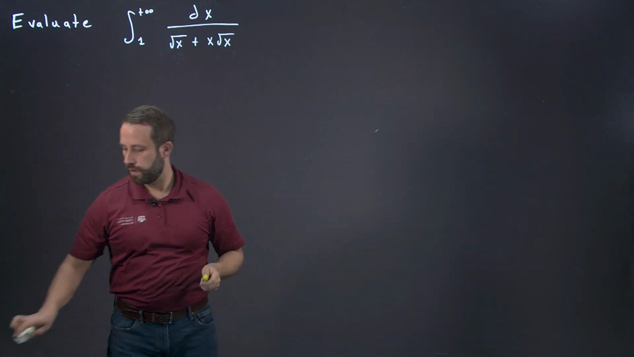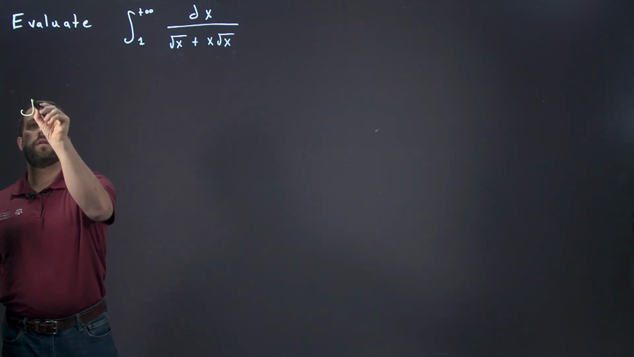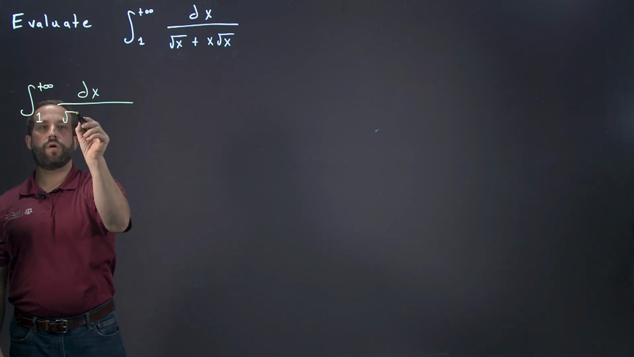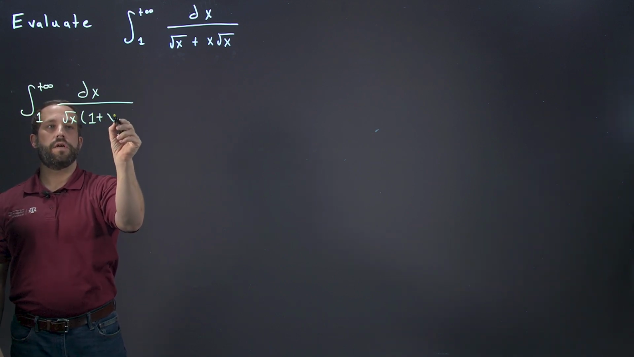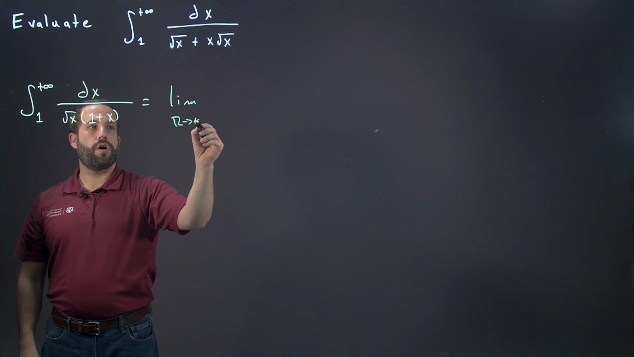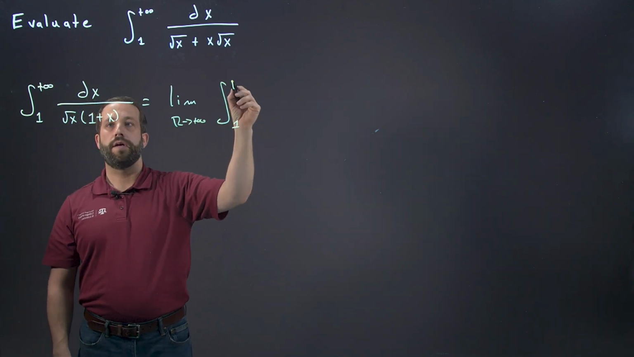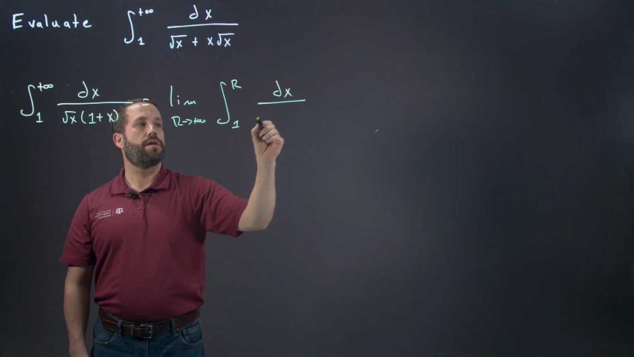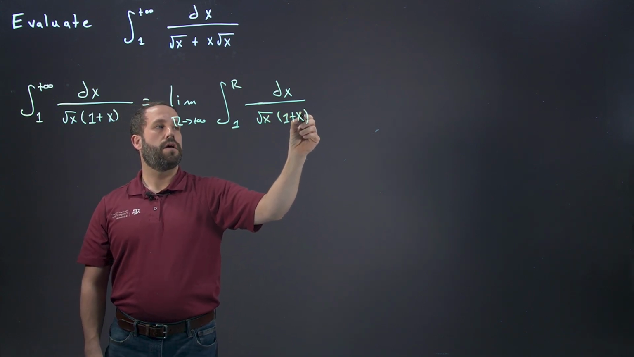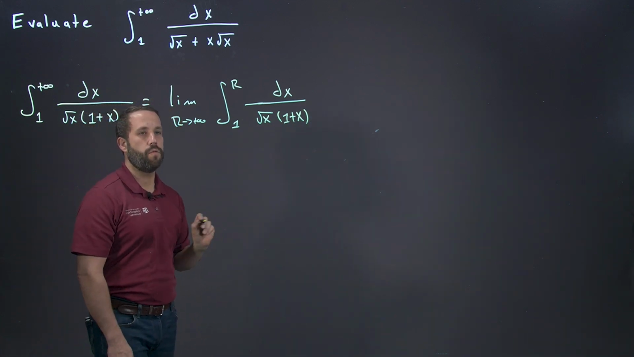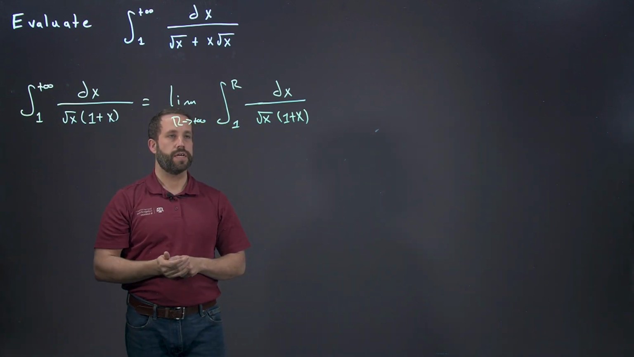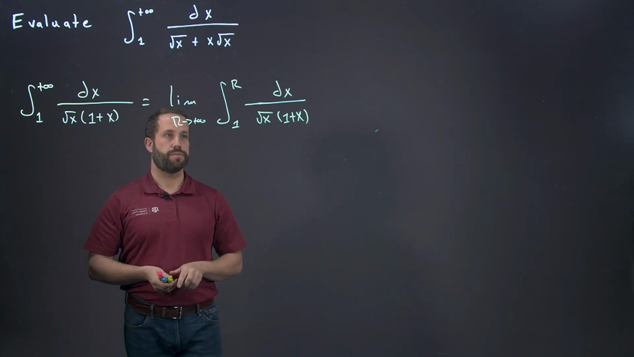Okay, so the integral from 1 to infinity dx, I'm going to go ahead and factor out a square root of x. So this is the square root of x, 1 plus x, is equal to the limit as r goes to infinity, 1 to r dx over the square root of x times 1 plus x. Okay, now I think this is a somewhat tricky integral to do here. Maybe you think it's easy. Maybe you'll have an even better way to do it than I'm going to do it. But think for a minute how you might approach this problem.